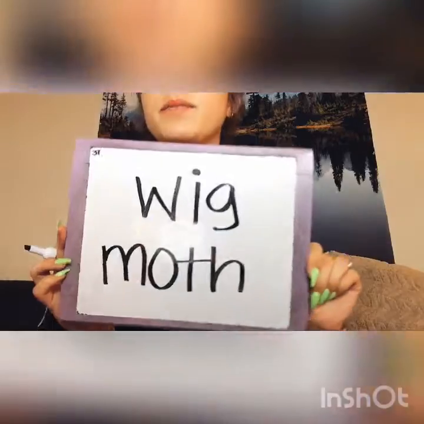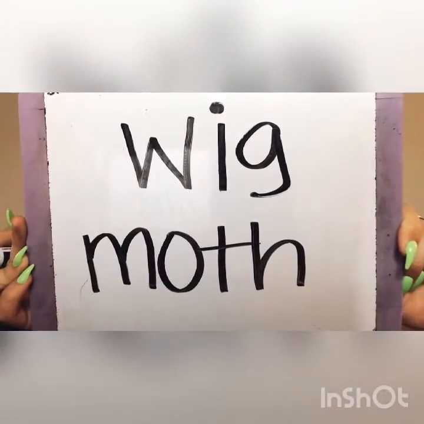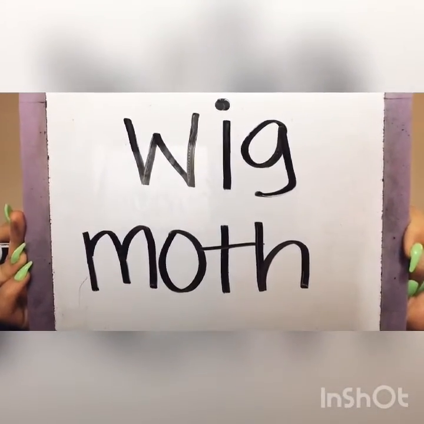Awesome job. Our next 2 words, we have wig. Wig. I like to wear a wig. And your next word is moth. Moth. The moth flew in the light. Pause me if you need. We're going to check our spelling. We've got the 2 words wig and moth.